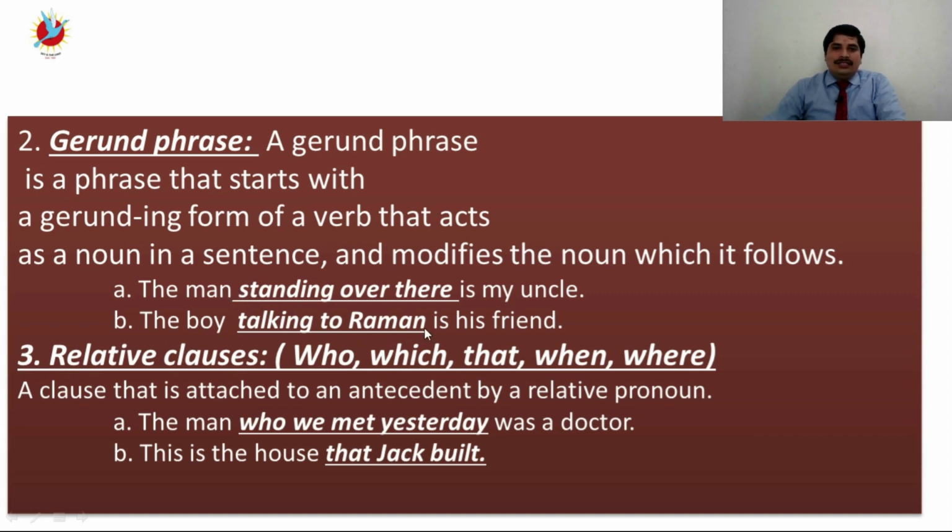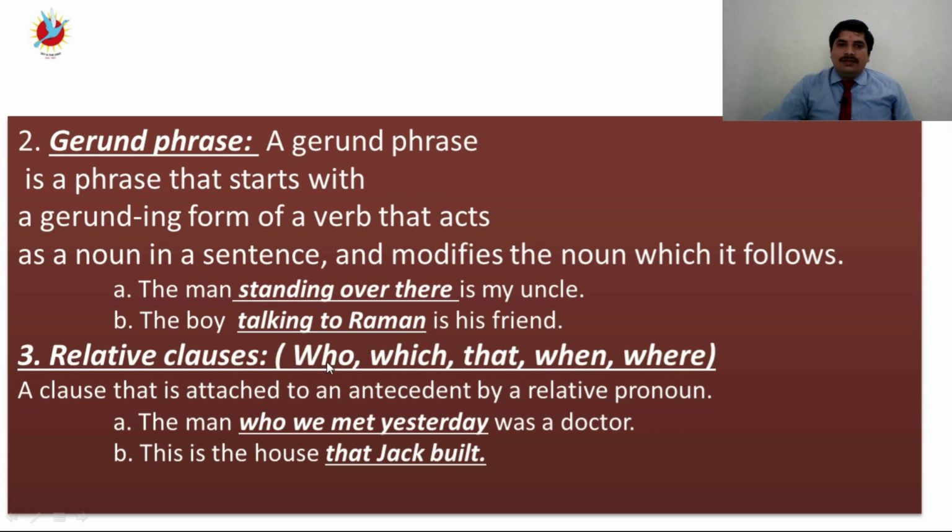Similarly, the boy talking to Roman is his friend. The is a determiner, boy is a noun, talking is a gerund. So talking to Roman is modifying the noun boy and it is the post modifier of the noun boy, right? The third one is relative clauses. Relative clauses are also used as post modifiers in the noun phrase, with relative pronouns like who, which, that, when and where.